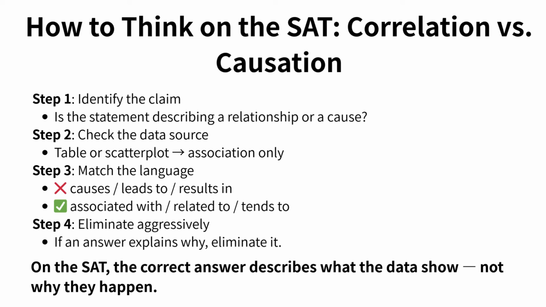Third, match the language carefully. Words like causes or leads to explain why something happens, and that goes beyond the data. Instead, look for language like is associated with or tends to. These describe patterns without making assumptions. And finally, eliminate aggressively. If an answer tries to explain the reason behind the pattern, cross it out. Remember, on the SAT, the correct answer tells you what the data show, not why it happens.